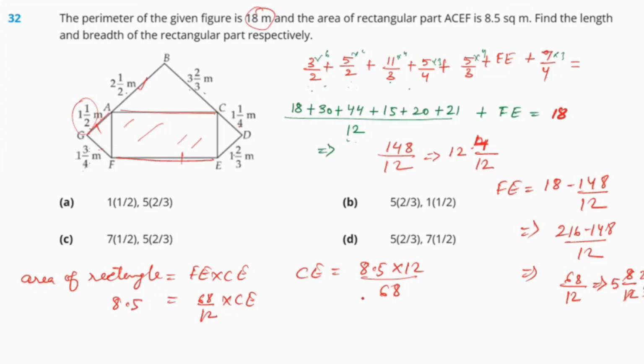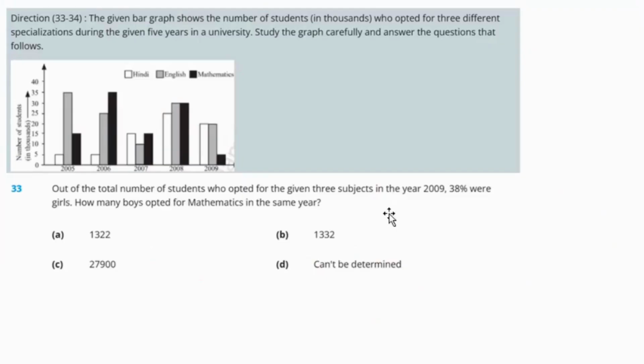So okay, what we are going to get, we will be getting 8.5 times 12 over here, and the entire thing we need to divide by 68. When we are doing it, we will be getting 1.5. Okay, so the length of CE we are going to get, and this we are getting as 1.5. We can write it as this. So option B, 5 whole 2 by 3 and 1 whole 1 by 2 will be our answer.